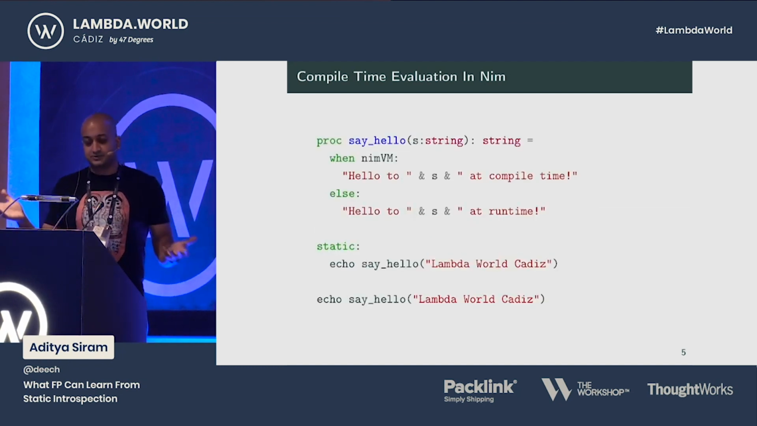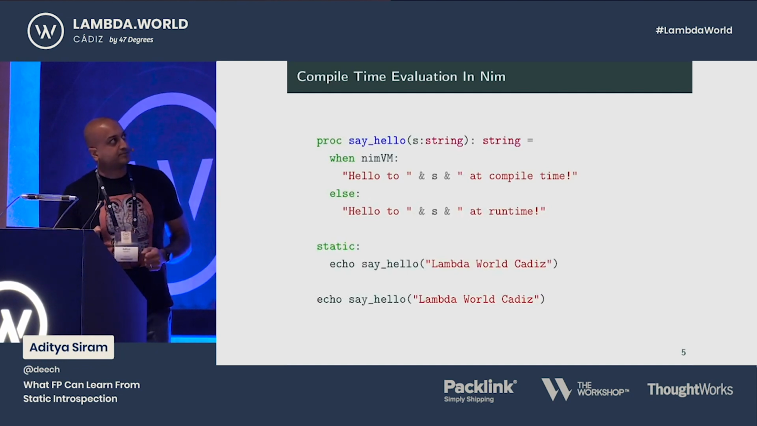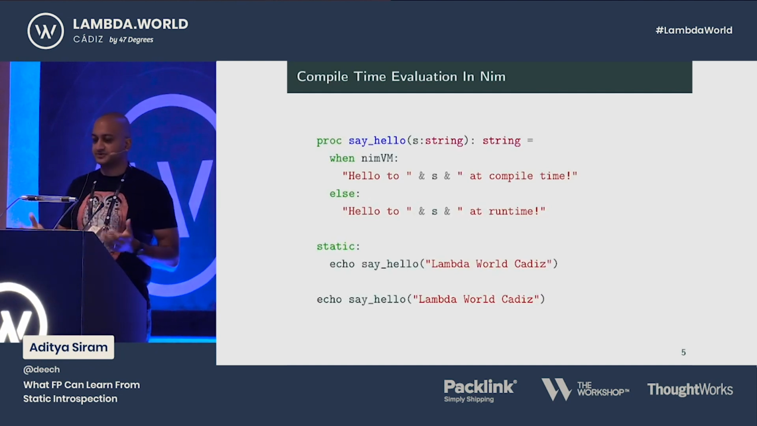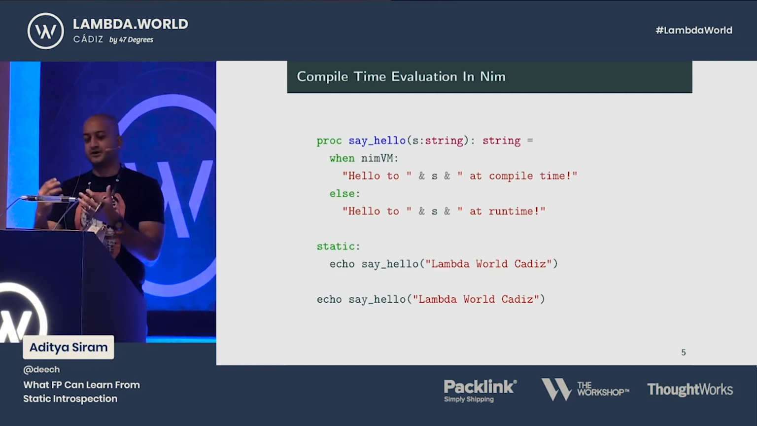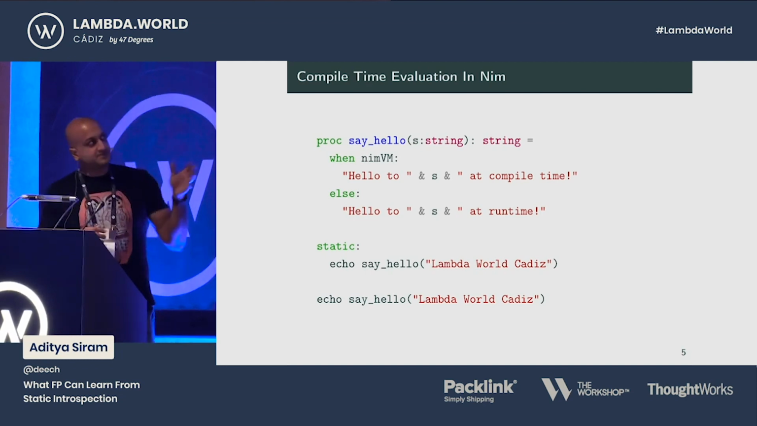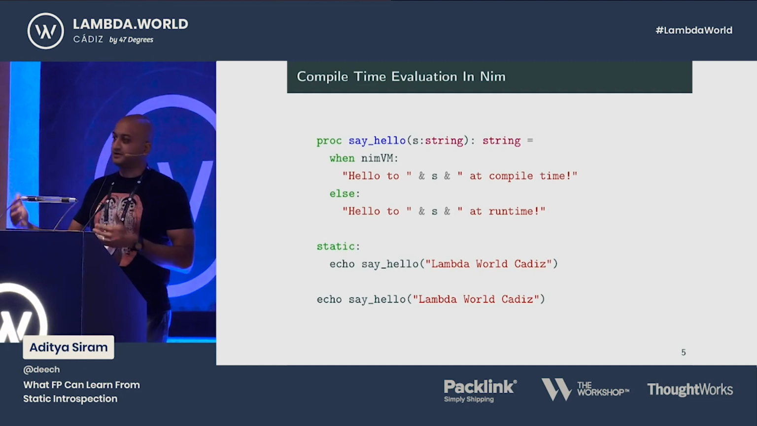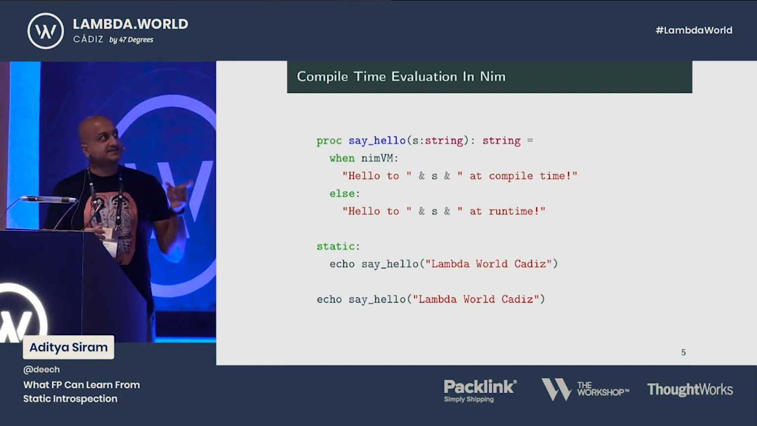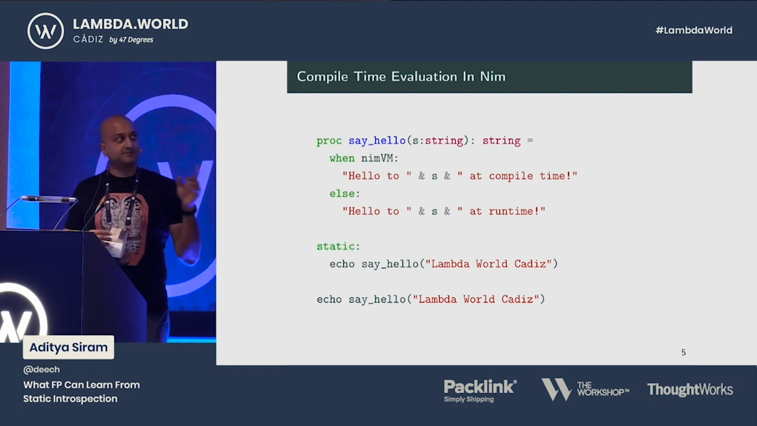How we do that is very simple. There's this function called say hello that takes a string and outputs a string. Oh, and by the way, for this talk, I'm going to assume a little bit of familiarity with either Python-like syntax or curly brace semicolon-like syntax. So I apologize for that. There's a function called say hello that takes a string and outputs a string, and the magic is happening in that when nimvm line.